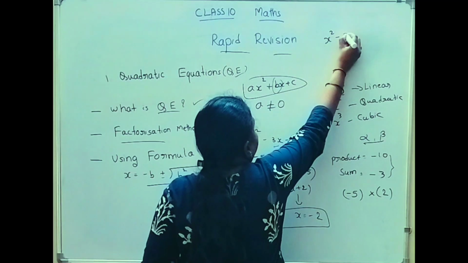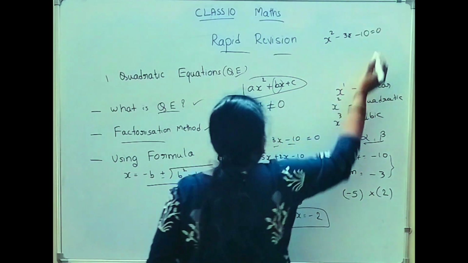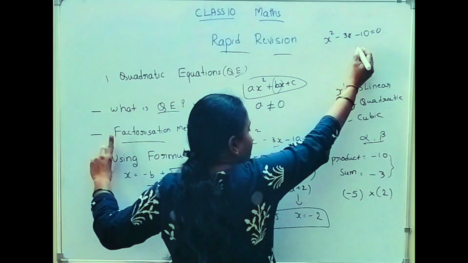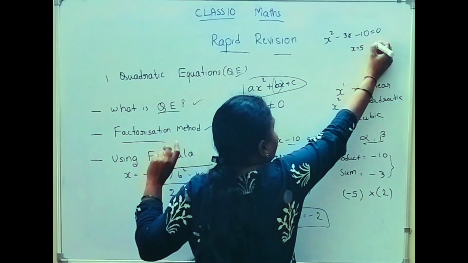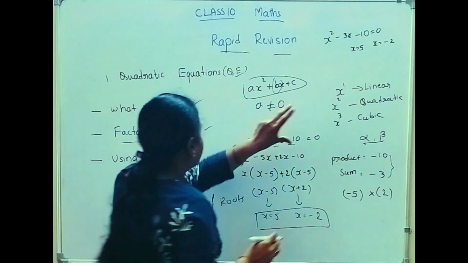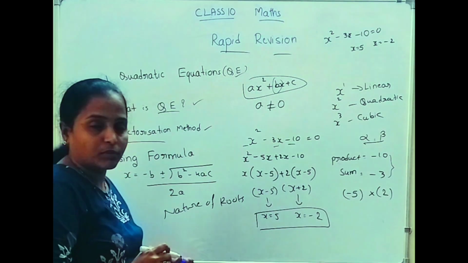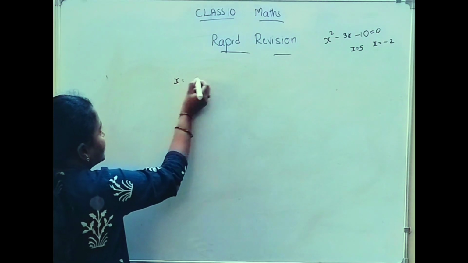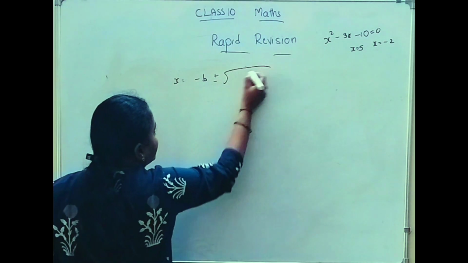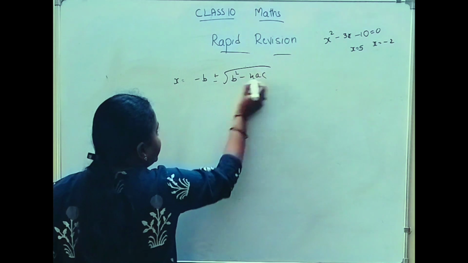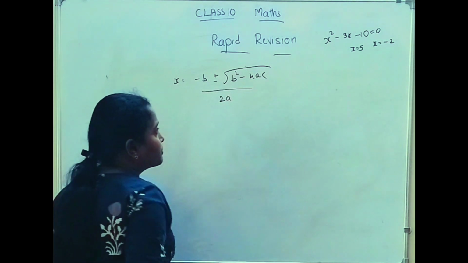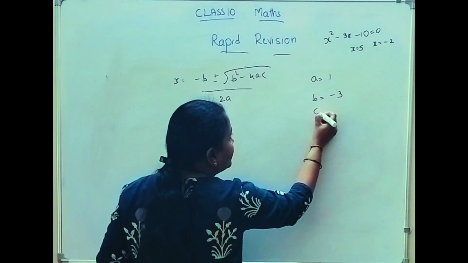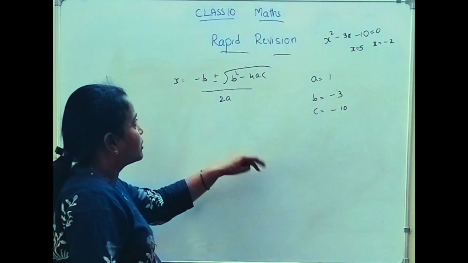We'll take the same equation, x square minus 3x minus 10 is equal to 0, and solve it using the formula to check whether we get the same roots. What we got here was x is equal to 5 and x is equal to minus 2. Let's check the same expression using the formula. The formula is x is equal to minus b plus or minus square root of b square minus 4ac, divided by 2a. From this expression, a is 1, b is minus 3 and c is minus 10.